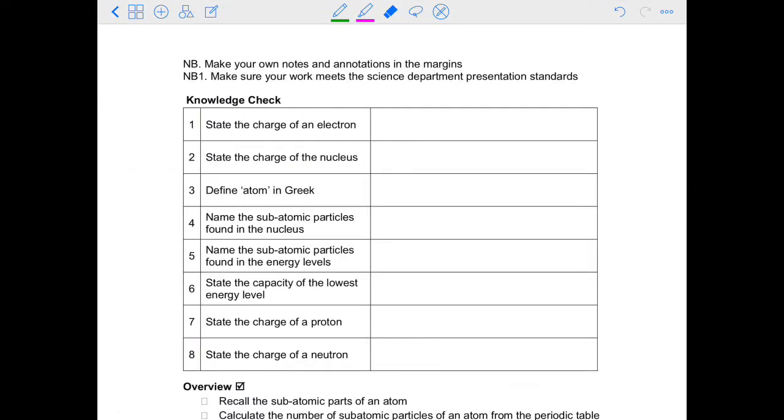As you should be used to by now, we start every lesson with a knowledge check. So I would like you to write down the answers to this knowledge check either in your digital copy, on a piece of paper, or in a paper copy. That will be fine. And then pause the video and we'll come back for the answers in a moment.